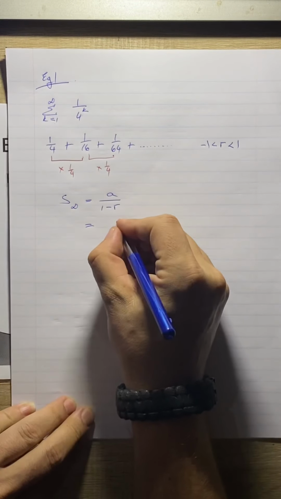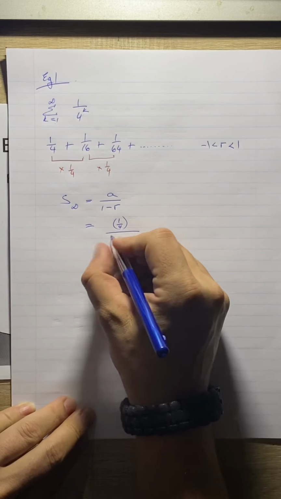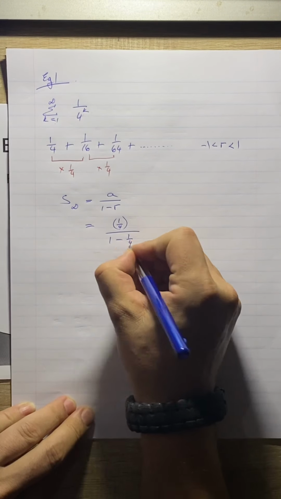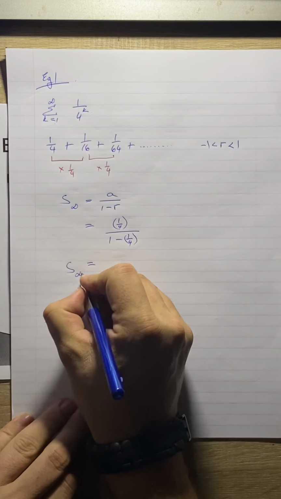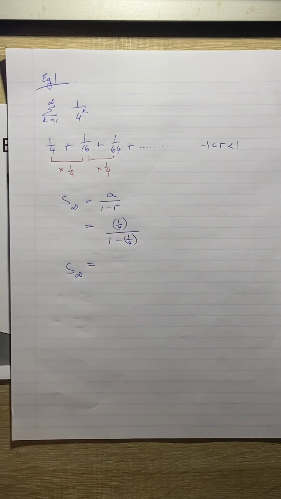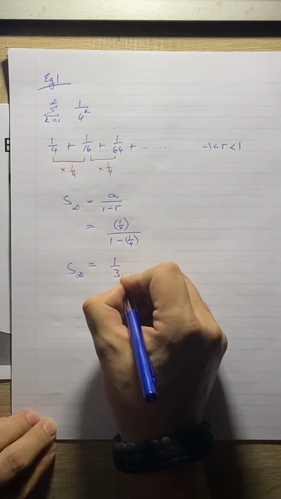Substitute our values in. So a is 1 over 4, over 1 minus 1 over 4. And now we can work out the sum to infinity. I'm just going to do this on my calculator. And we get a sum to infinity of 1 over 3.